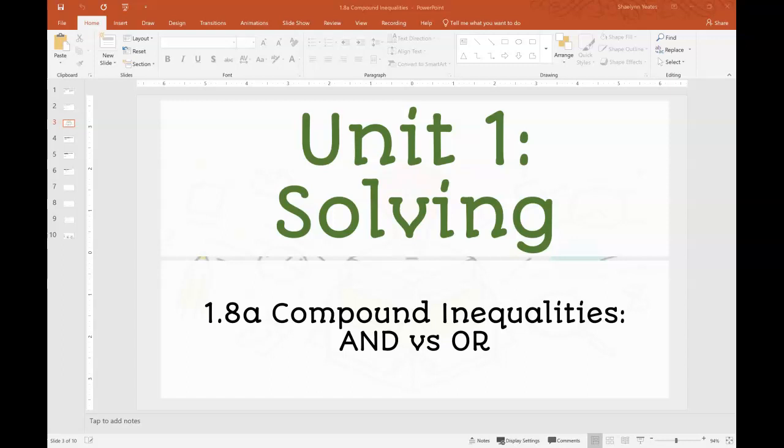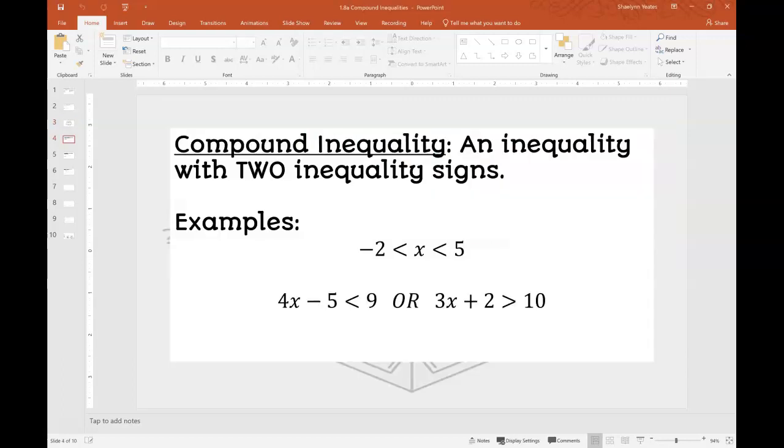All right, today we're talking about compound inequalities. We have "and" compound inequalities and "or" compound inequalities. Essentially, this is putting two inequalities together in some way. So a compound inequality is an inequality with two inequality signs, like I just said.